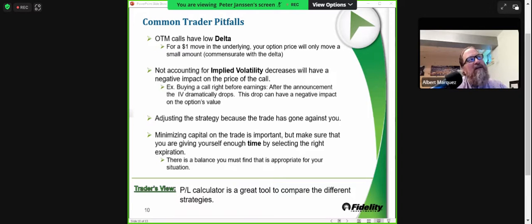And that is true, but remember that when you have a low delta option, when you have a 10 delta option, think about what it's going to take for that to move. Think of what kind of movement you have to see in the underlying for that to actually start to move.